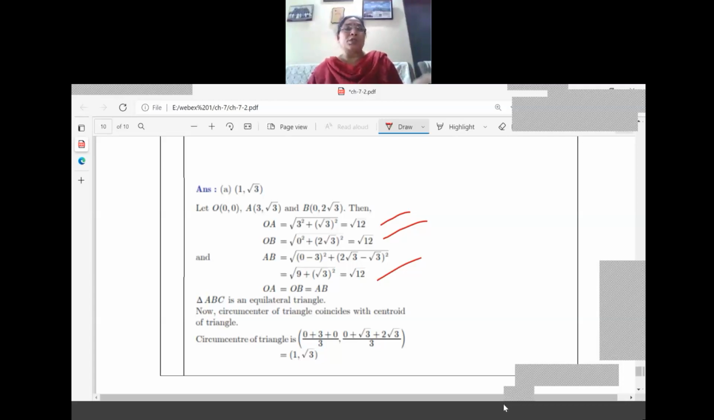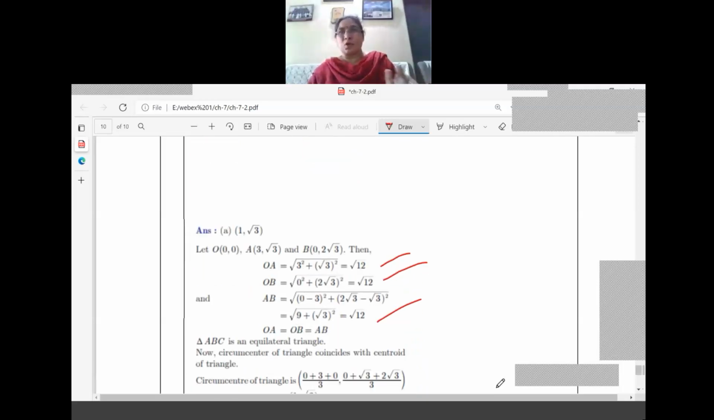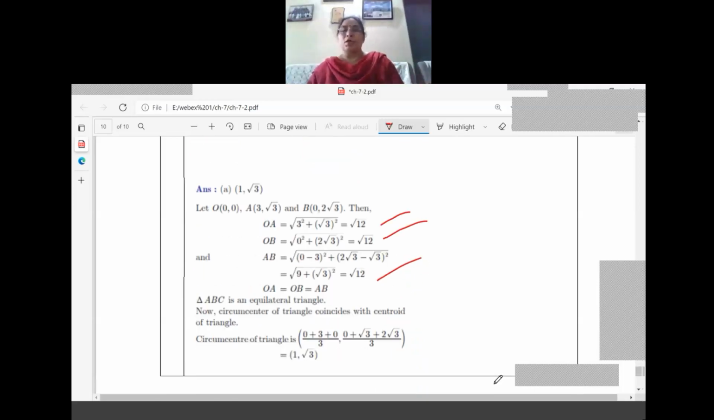Clear? So the question once again: the coordinates are given. With the coordinates only you cannot complete this question. What we should do is check whether it is an equilateral triangle or not. Use the distance formula and calculate. After that, we can go for the centroid formula. In an equilateral triangle, the circumcenter, incenter, centroid, whatever it is, is a common point only. So the centroid formula is x1 plus x2 plus x3 whole divided by 3, y1 plus y2 plus y3 whole divided by 3. I think you understood the point now.